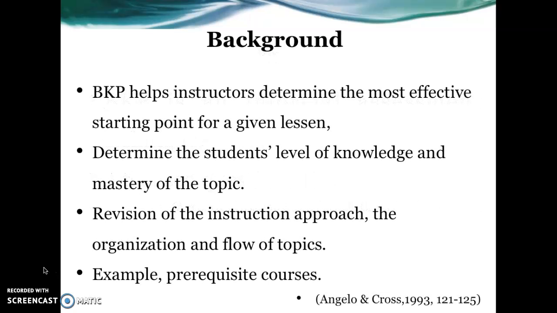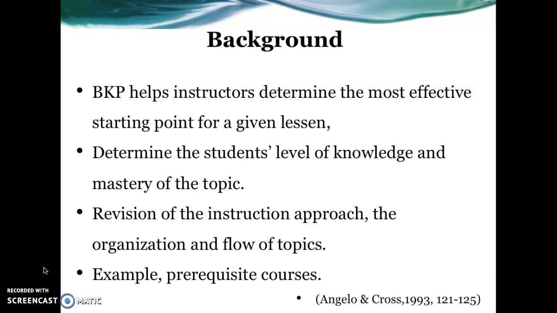As instructors know their students' level of knowledge and mastery of the topic, they may change the instructional approach or adjust it, and change the organization and flow of topics. For example, if a course requires the completion of a prerequisite course or courses, instructors will need to know the students' level of understanding and whether there is a need for a review class or not, or to make some adjustments.